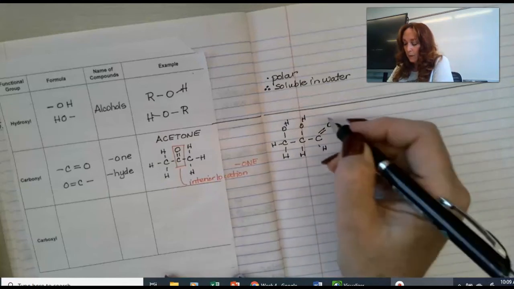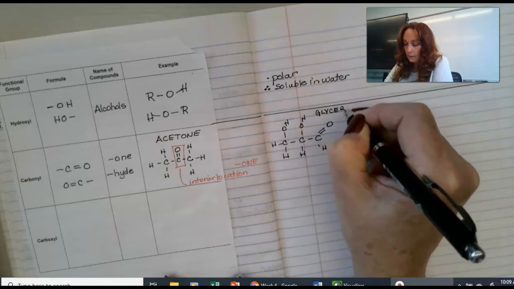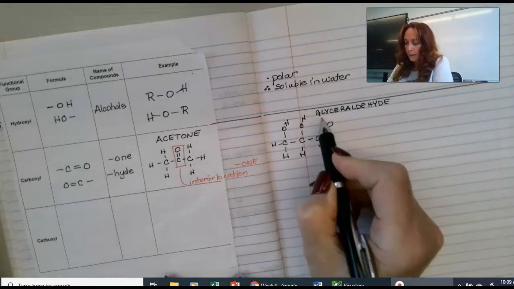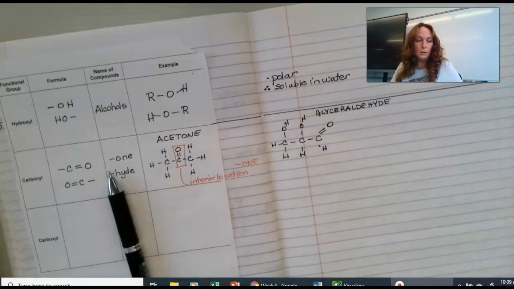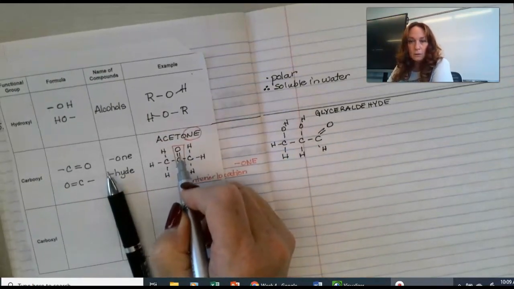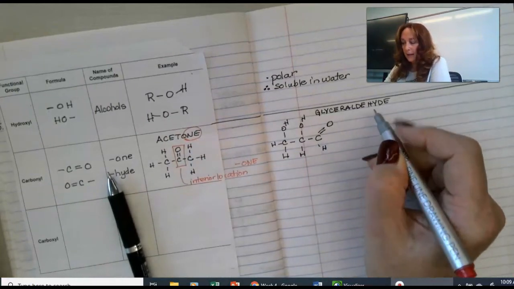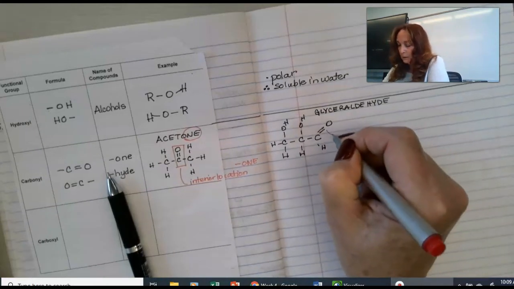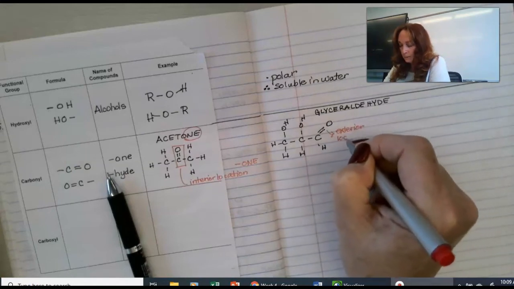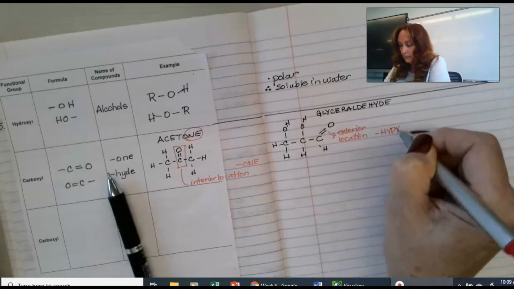And the name of this molecule, and we talk about it a lot, is glyceraldehyde. So carbonyl in the middle, carbonyl on the outside, -hide. So this is going to be one of the exterior carbons, and it's going to be -hide.